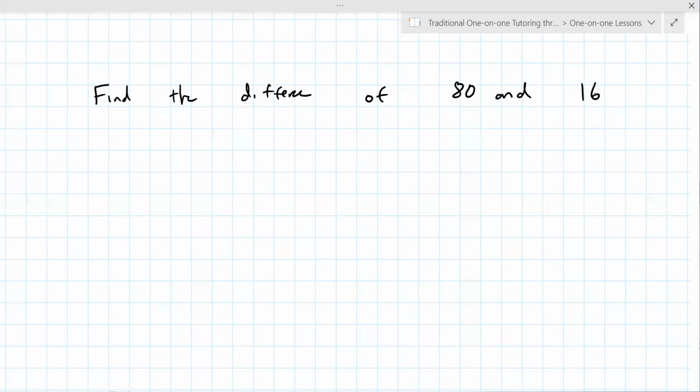Let me find the difference of 80 and 16. So difference is subtract or divide? It is subtraction. So you do 80 minus 16, which would be 74. Or no, sorry, it would be 64. 64. Okay, very good.